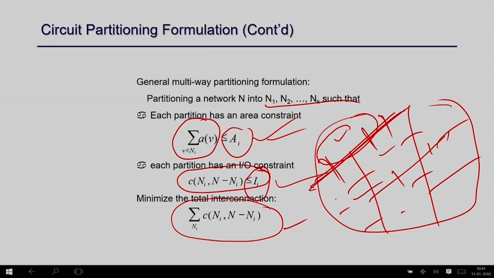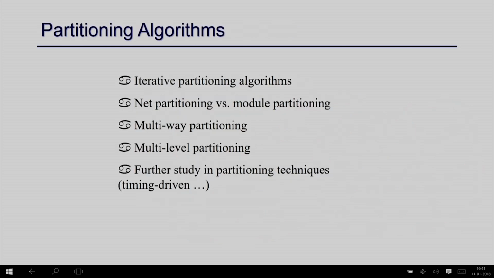So, this is what is called the general circuit partitioning formulation. In partitioning, as I mentioned, this is an NP-complete problem. We can have various kinds of approaches. It can be iterative, where you try to do one partition at a time and then move on, or it can be module partitioning versus net partitioning, or multi-way partitioning, multi-level partitioning, or timing domain partitioning and so on.